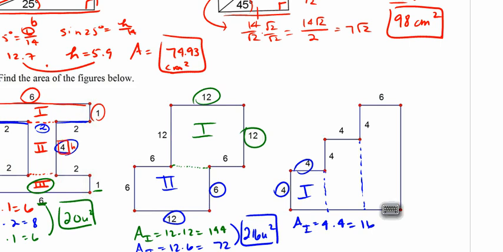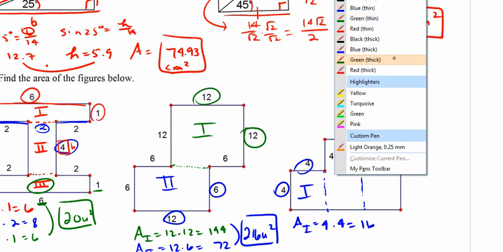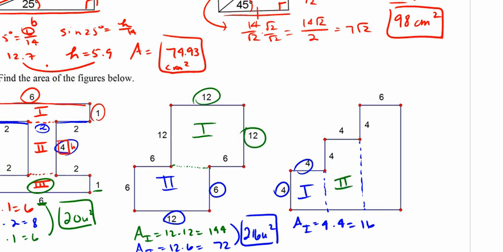Let's change colors. Green. Space 2. Now I have a base of 4. Height is not immediately clear to me, but if I know that this piece is 4, I can borrow this piece and call it 4. 4 plus 4 is a total of 8, so the height is 8, and that gives me 32.